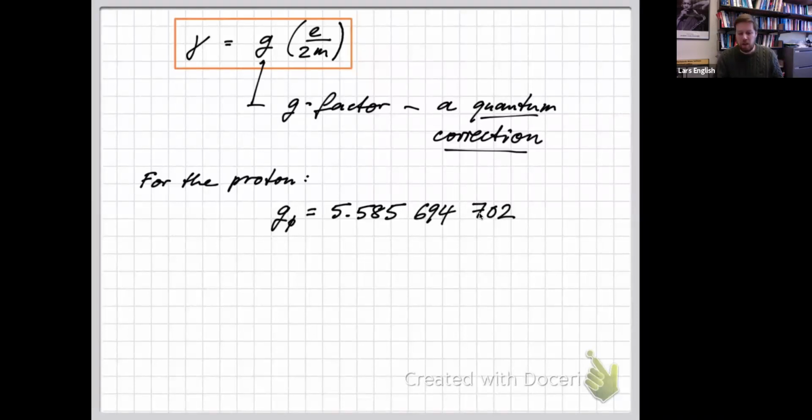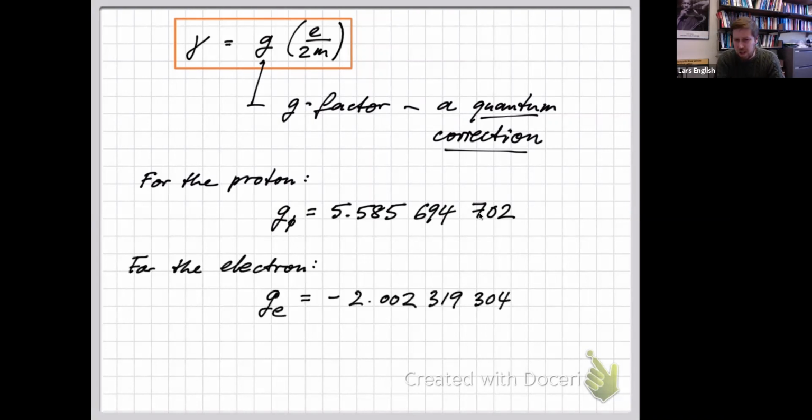If you do the same thing for the electron, you get basically -2. Again, we have tons of additional digits coming from both the theory and the experiment, but roughly -2. Of course, the electron is a negatively charged particle, and so mu and S point in opposite directions for the electron, hence the minus sign.